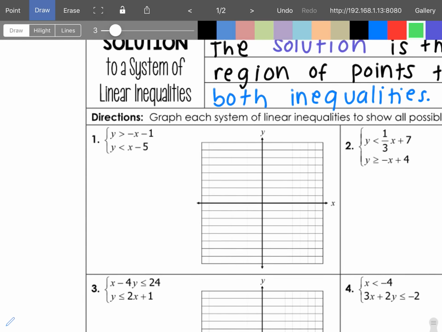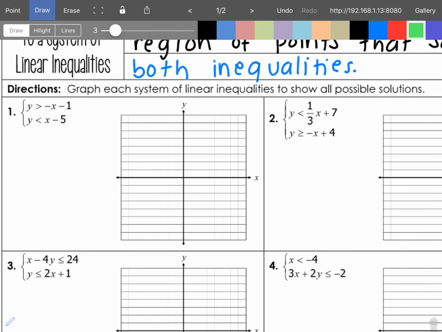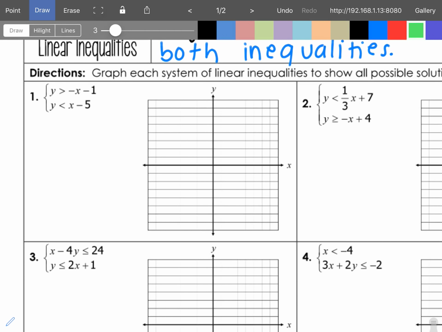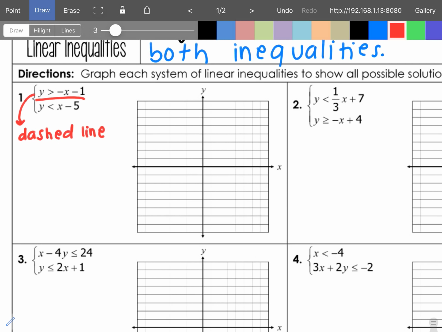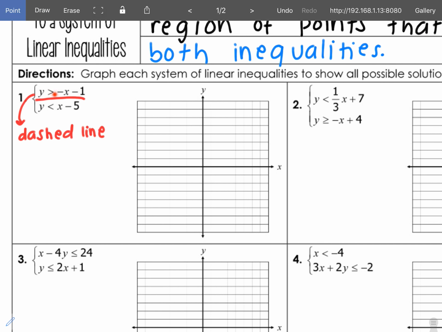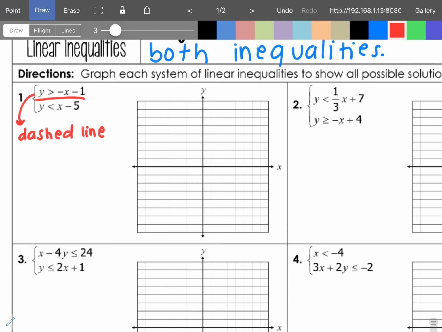Okay? So the directions here say graph each system of linear inequalities to show all possible solutions. So I'm going to graph the first one in red. And before I graph, I'm going to decide if I have to do a solid or a dashed line and shade above or below. So let's take this equation, and I'm going to do a dashed line. So take a look back at your other notes if you're confused here. Dashed line because there's no equal to, it's just greater than. And because this inequality is greater than, I'm going to shade above.